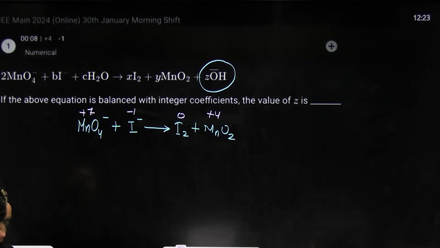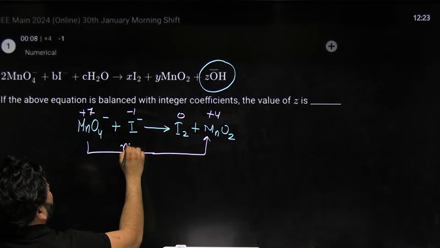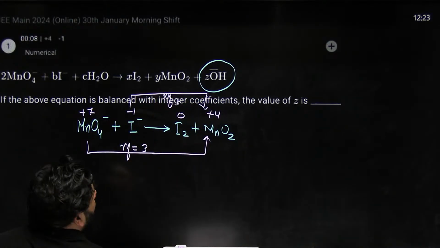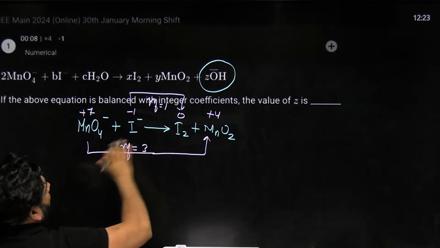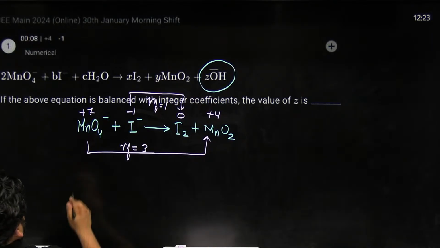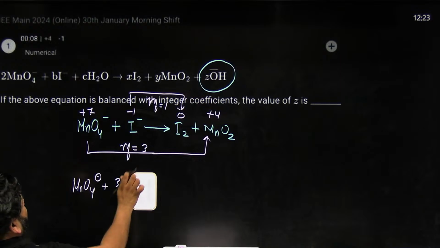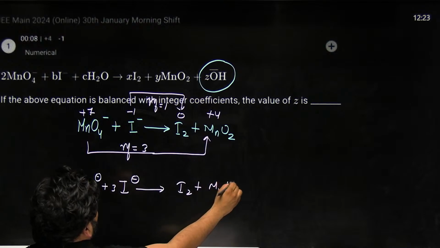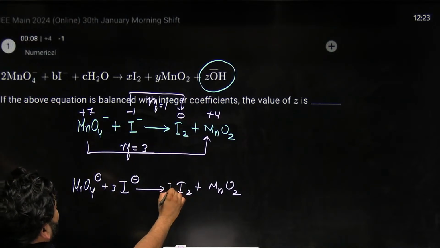Do one thing, everyone. We can get the n factors. For permanganate, the n factor comes up as 3. For iodide ion, the n factor comes up as 1. Cross multiply. So MnO4 minus, 3 I minus, produces 3 by 2 I2 plus MnO2. First of all, just balance the number of manganese, which is already balanced, then balance iodine. So you put 3 by 2 here.